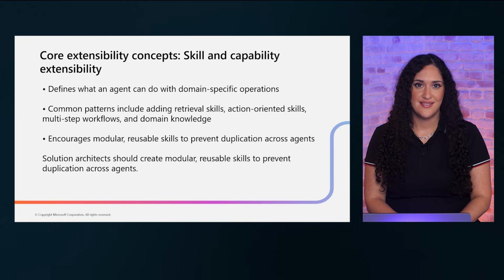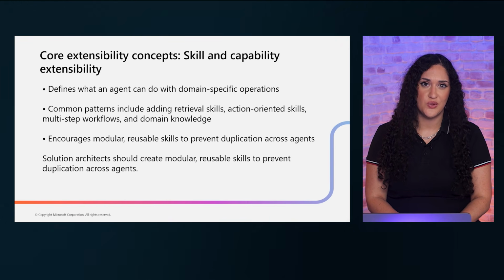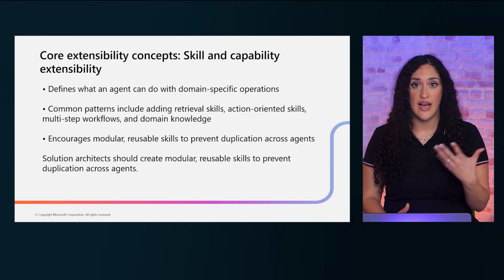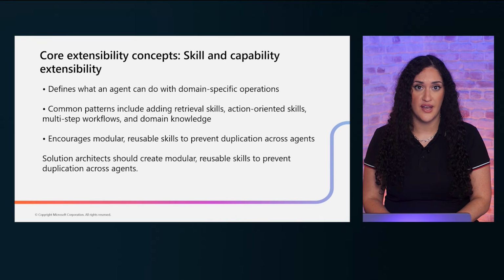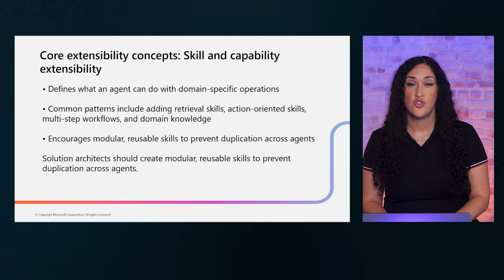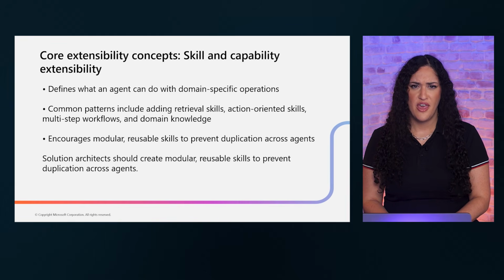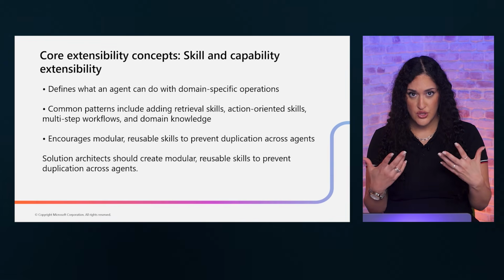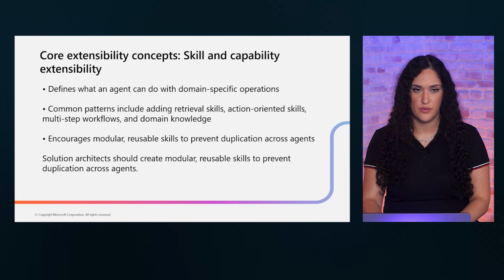Skills and capabilities define what your agent can actually do. Common extensions include retrieval skills using enterprise content, action-oriented skills through the Power Platform connectors or custom APIs, multi-step workflows for structured tasks, and domain knowledge to reduce hallucinations. The key is to create modular, reusable skills shared across multiple agents. Think of skills like building blocks, designed to snap together in different combinations. This prevents duplication and ensures consistency across your agent portfolio.